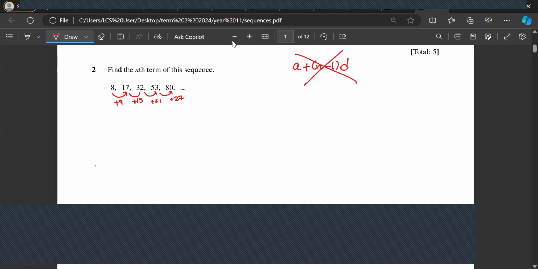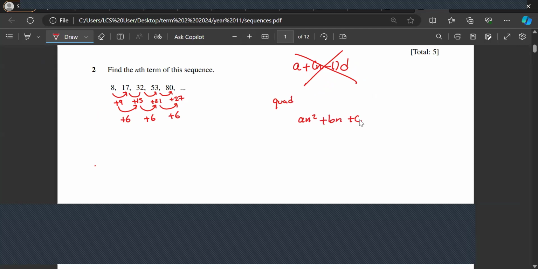Okay, now I got what? Add 9, then add 15, add 21, add 27. It is not the same, it is not a common difference, so I cannot use this rule. So again, from 9 to 15 plus 6. From 15 to 21 plus 6. From 21 to 27 plus 6. Now I got the common difference after the second stage. So it is a quadratic function, which is an^2 + bn + c.